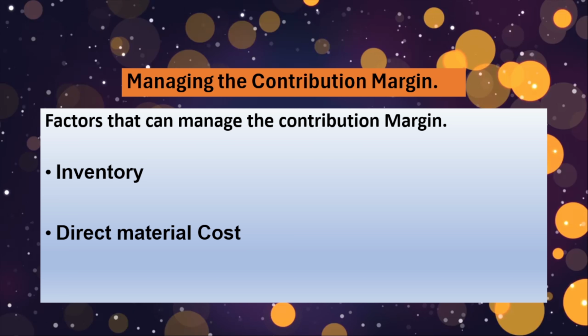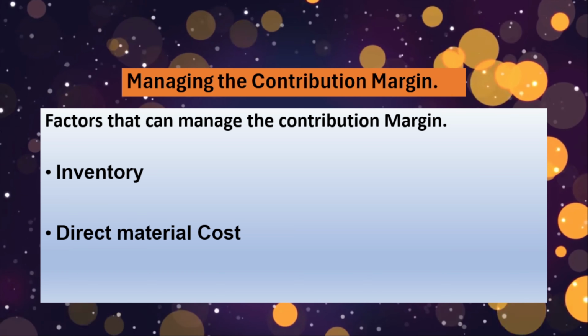The second one is direct material cost. Check the contribution margin of each product in your report and ensure that you're aiming at reducing your direct material cost.